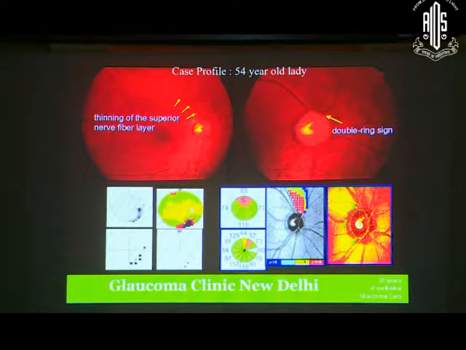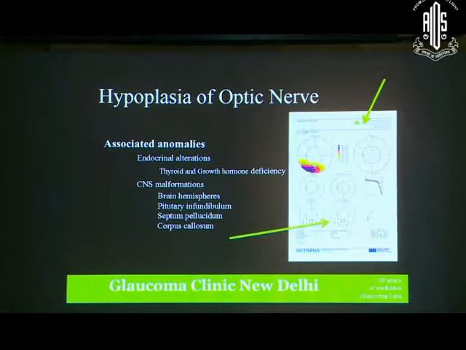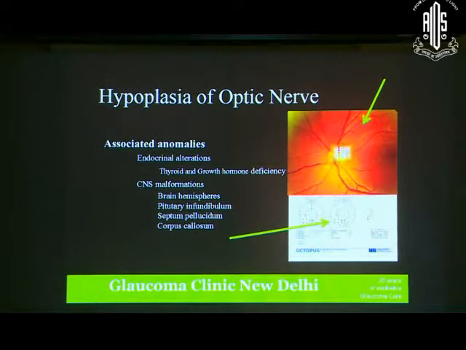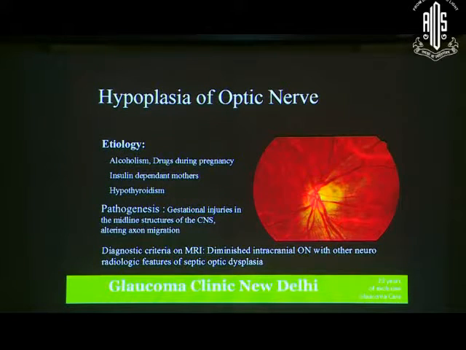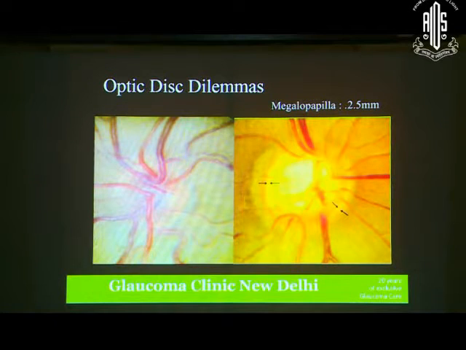So typically superior optic nerve hypoplasia is more common amongst the various patterns of hypoplasia. It's associated with endocrinal anomalies and CNS malformations, typically seen in, this is another of our patients where we picked this up. And you would find it in mothers who indulge in alcoholism during pregnancy, insulin-dependent mothers, and typically the diagnostic criteria is a diminished intracranial part of the optic nerve, similar to features of a septic optic dysplasia. That's what you actually got to look for.